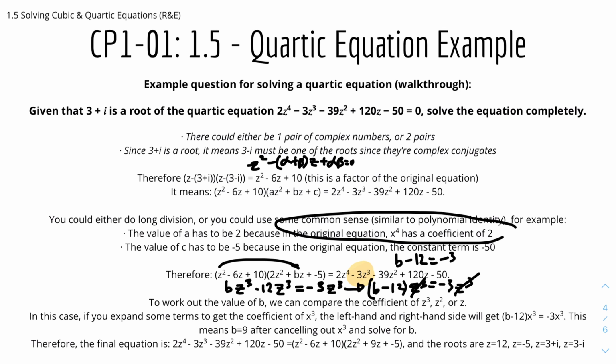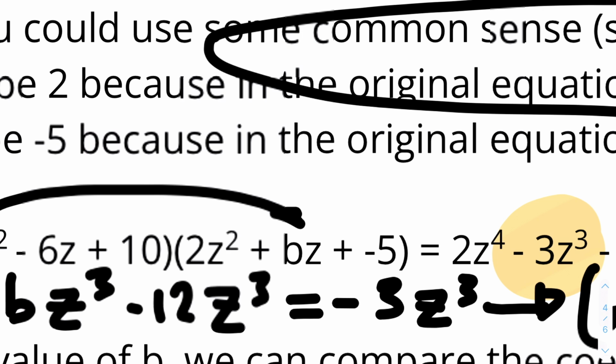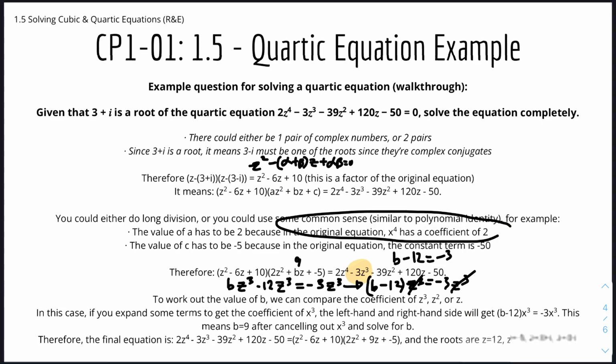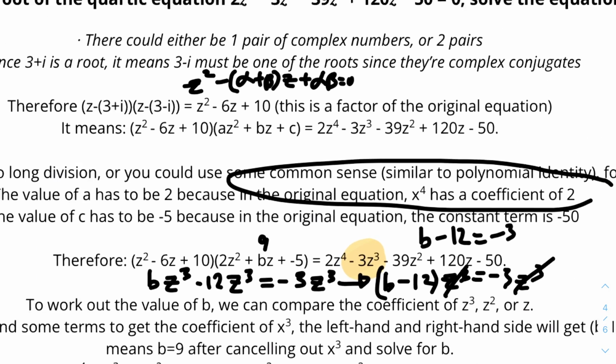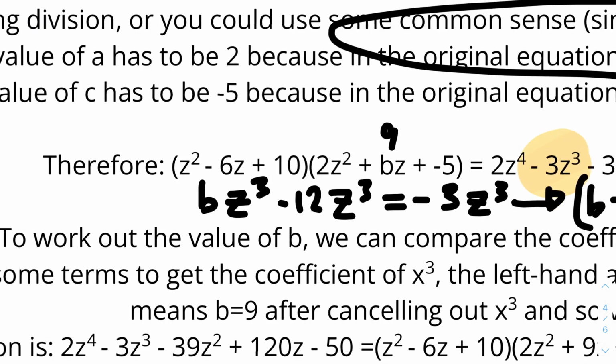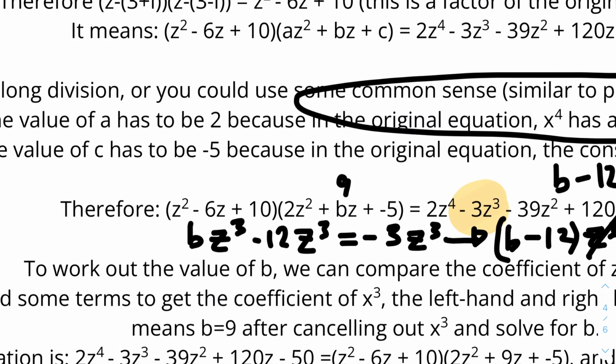So therefore we know that a equals 2, b equals 9, and c equals minus 5. Let me just write it here. So b equals 9. So therefore we can just simplify it to get this bottom right here. Let me just zoom in. So we have the original equation, 2z to the power 4 and so on, right here.